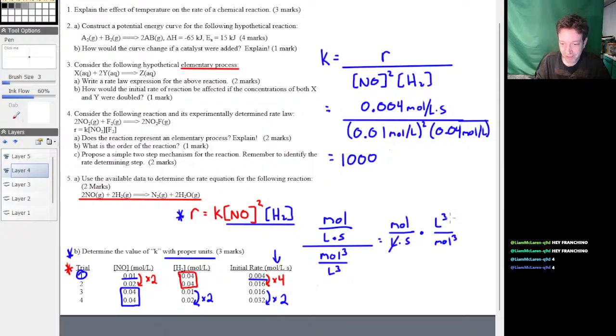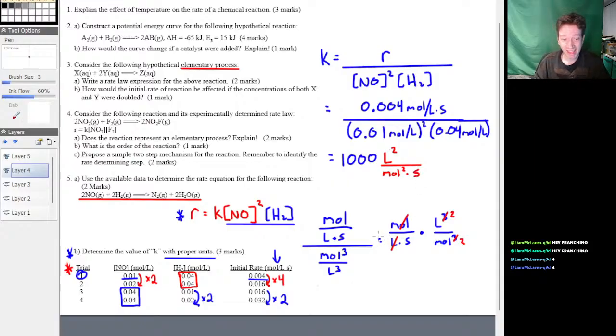So 1 liter, let me cancel with red. I like using red. 1 liter cancels with 1 here, so we're left with a squared. 1 mole cancels with 1 mole here, we're left with a squared. So our units then are liters squared per mole squared seconds.